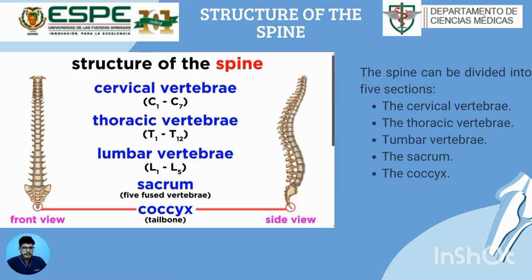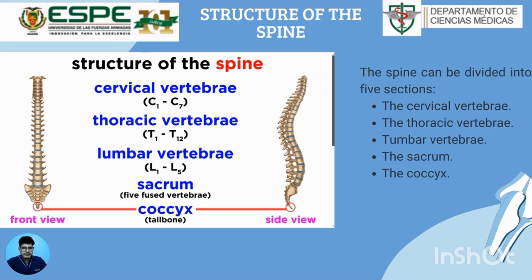At the top, we have the cervical vertebrae, which are the first 7. These are known as C1 to C7, with the first cervical vertebra, C1, also called the atlas, supporting the skull, and the second cervical vertebra, C2, known as the axis, which allows the head to rotate.